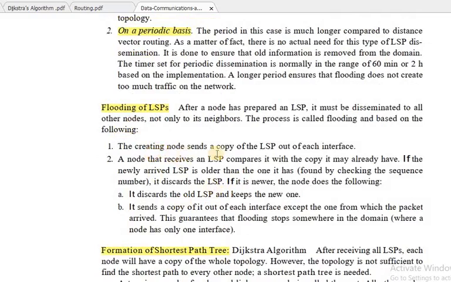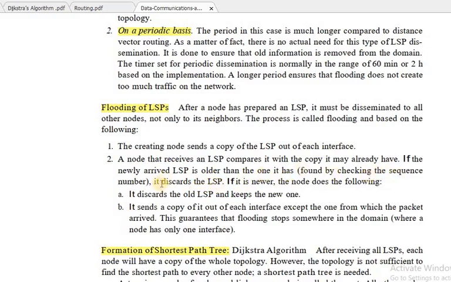The creating node sends a copy of the LSP out of each interface. I think everybody knows about interfaces now. A machine can have more than one interface, right? We studied that in the case of Snort, Wireshark, etc. So we have to send it through all the interfaces. A node that receives an LSP compares it with the copy it may already have. If the newly arrived LSP is older than the one it has, then it discards the LSP, found by checking the sequence number.